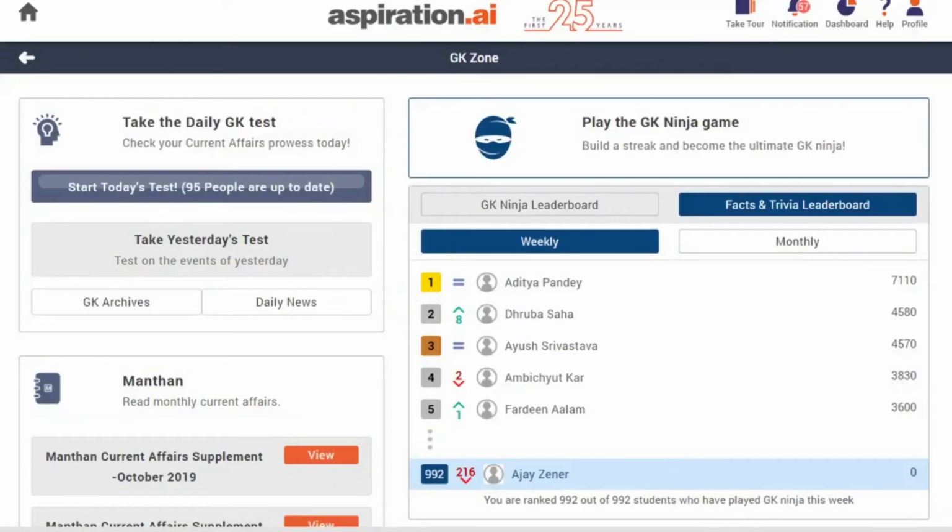Also, a lot of people ask me, sir, where is Manthan? Manthan is right there in your GK module in the SIS login, and you also have a lot of GK tests out there. So if you want to test yourself after reading the Manthan, you can do that as well. And now you can view all the Manthan magazines out there for October 2019 or the previous whole 2 years. So please go through it and make sure that you utilize it.